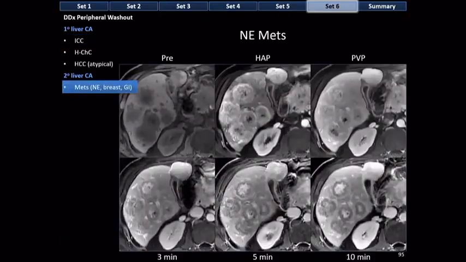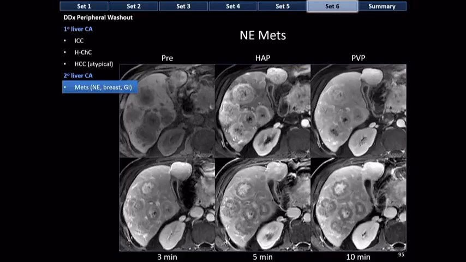This is our friend, the Navy SEAL, showing multiple metastases to the liver. So metastases also can show peripheral washout. Look at the image on the bottom right, the 10-minute delayed image. You can see that the enhancement has gradually accumulated within the tumor center and it's washed out from the tumor periphery. So this is very commonly seen with metastatic disease on MRI.